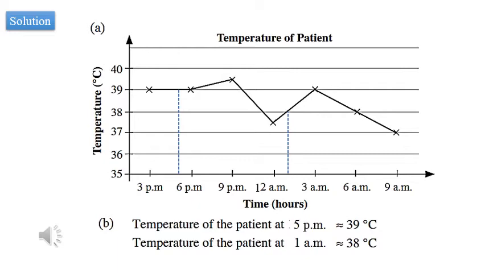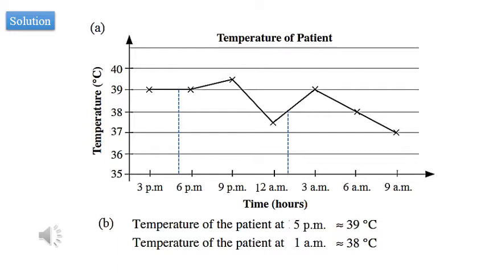Then join all the points to get a line. This graph is called line graph. So this is our line graph. In part B, we have to estimate the temperature at 5 p.m. and at 1 a.m. On the x-axis, we know that 5 p.m. is between 3 p.m. and 6 p.m.